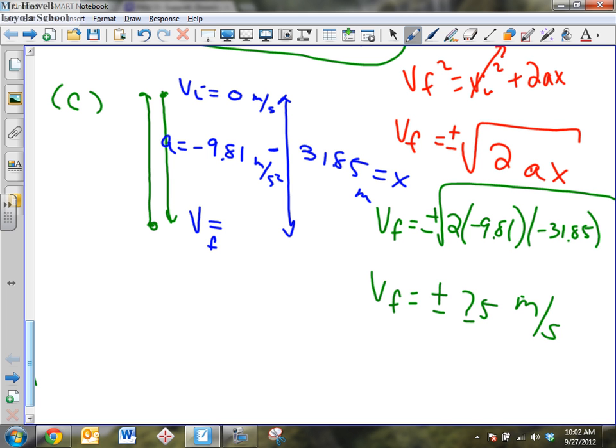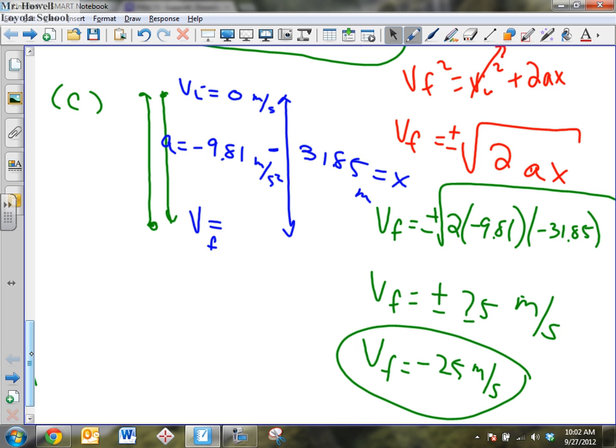Now, plus or minus, which one? Minus, because it's coming downward. Okay? So think about this for a second, people. It's launched, it gets to its max height, it then turns around and comes back down. That's why in this problem we have a negative, in the symmetric or the reflection of the original.